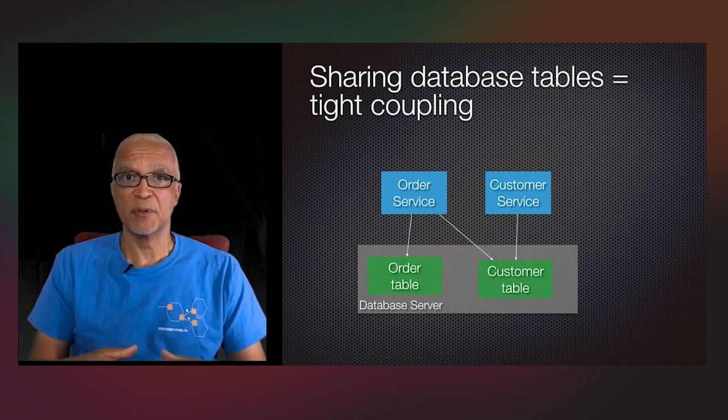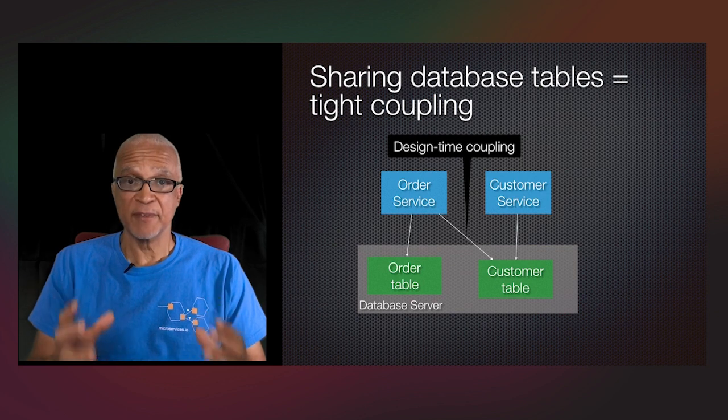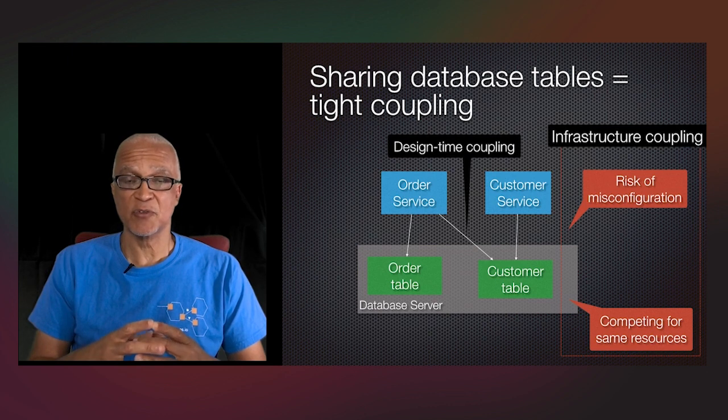It seems simple, but there are two kinds of tight coupling. First, there is design time coupling. If the team that owns the customer service changes the customer table, the order service would need to be updated in lockstep. Second, there is infrastructure coupling. Both services are competing for the resources of the single database server. Also, a misconfiguration could impact both services.